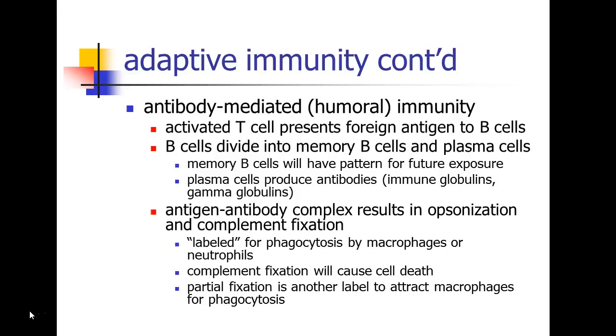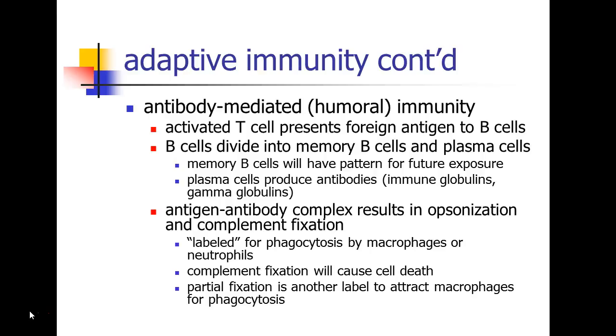The other choice after presentation and recognition could be antibody-mediated immunity or humoral immunity. So the T cells present this foreign material to the B cells, and then B cells divide into memory Bs and plasma cells, which are a type of B cell. So the memory Bs have the pattern, so they hold on to that plan that has been made, and the plasma cells make antibodies against that antigen. And these antibodies are proteins, and they may be called immune globulins or gamma globulins.